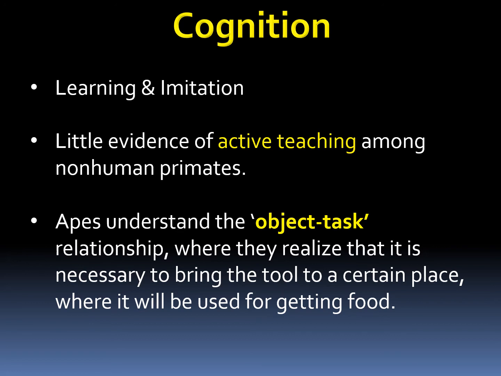So apes, in essence, understand the object-task relationship, where they realize that it is necessary to bring the tool to a certain place where it will be used for getting food. But apart from that, that's where it kind of ends. Apes are not capable of making tools more efficient or modifying tools to make them better.